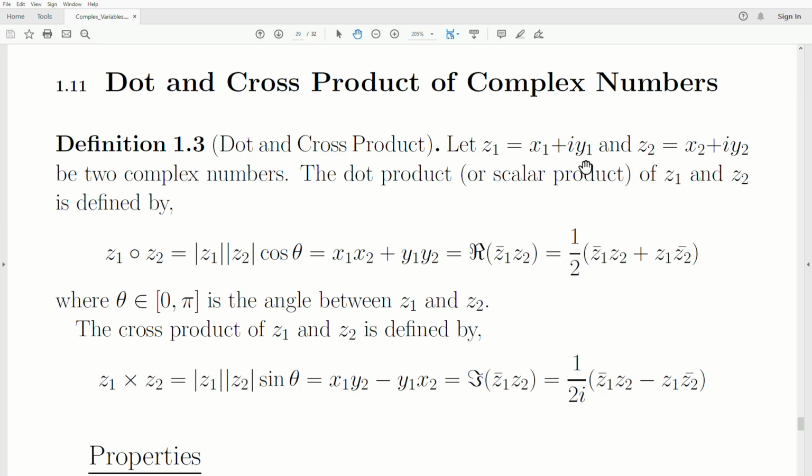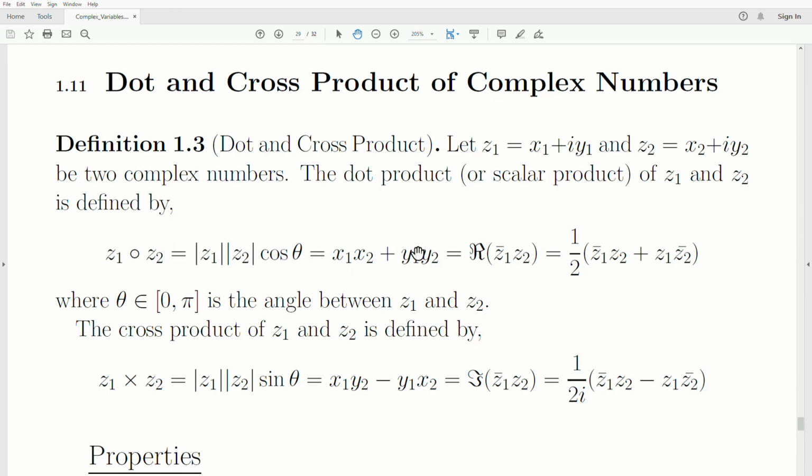Let Z1 and Z2 be complex numbers. Now the dot product, sometimes called the scalar product of Z1 and Z2, is defined like this. Z1 dot Z2 is the product of the moduluses, which we covered in an earlier video on the modulus of complex numbers, times the cosine of the angle created by these two vectors. Now the angle is between 0 and pi.